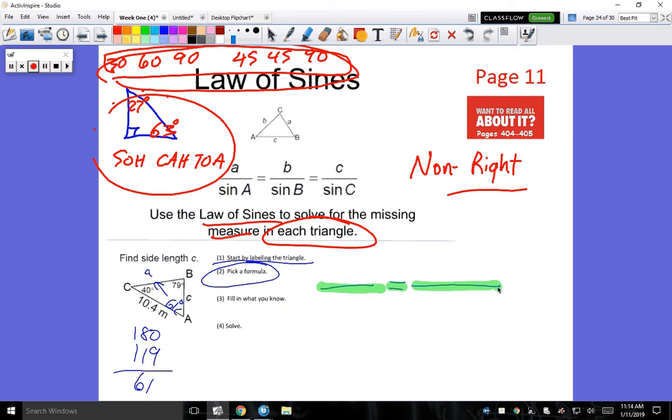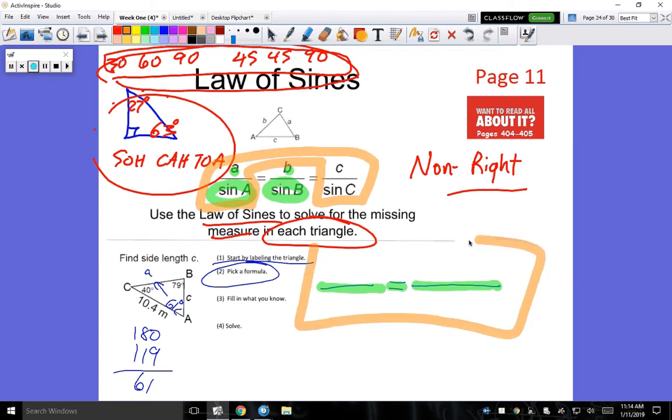Just between two angles. Okay? And it's going to be the side over the sine of the angle, the side over the sine of the angle. So I could choose these two, or I could choose these two, or I could choose those two. Ultimately, I'm just going to choose one pair of angles.